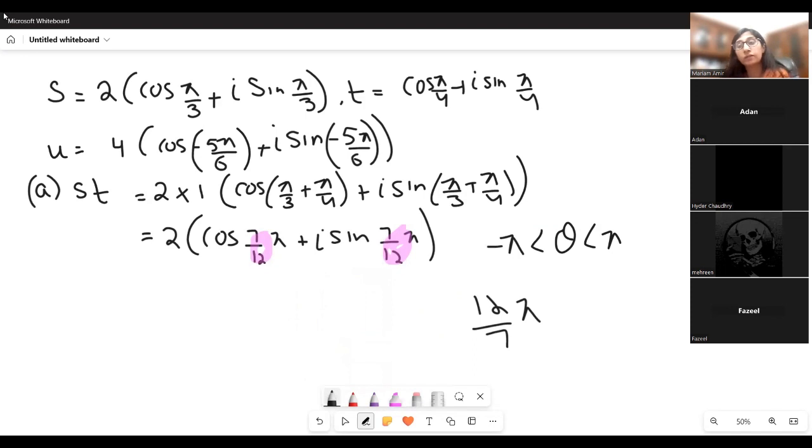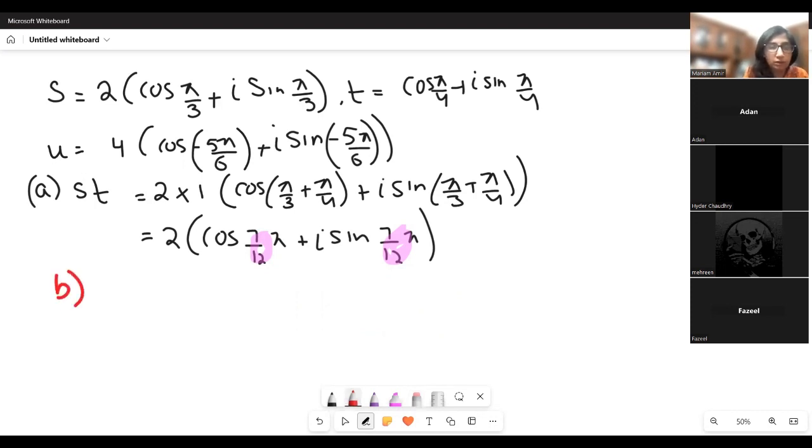Whenever in the answers, our theta is bigger than pi or smaller than minus pi, then we have to do a bit of adjustment to get it to be between pi and minus pi. But this is not that particular case. Not that it's being asked in the question, but what if you're asked to give your final answer in the regular form, not in polar form? So how do we change this into regular form?